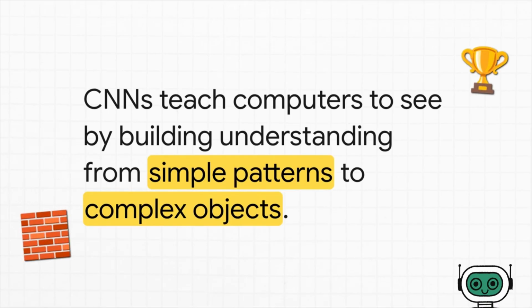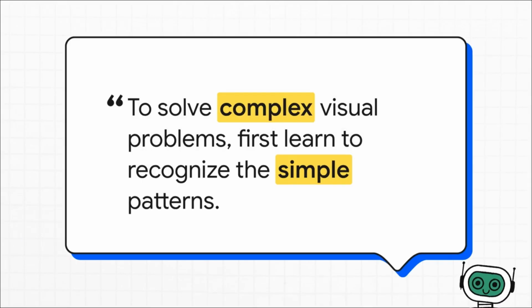So when you boil it all down, CNNs work by teaching a computer to see the world like we do, by starting with simple patterns and building them up, layer by layer, into complex objects. And the key takeaway from all of this is a really powerful idea. To solve a massively complex visual problem, you don't attack it head-on. You first teach the system to get really, really good at seeing the simple things.